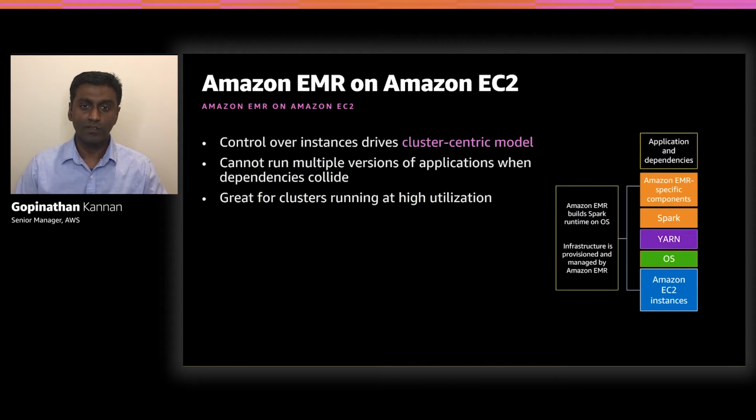To understand the feature better, let's take a moment to understand how EMR on EC2 works. EMR on EC2 is a versatile framework that allows you to choose your infrastructure configuration. This control drives a cluster-centric model where a cluster typically runs a single version of Spark to avoid dependency collisions. This provides you great value when you're able to right-size your cluster and achieve higher utilization.